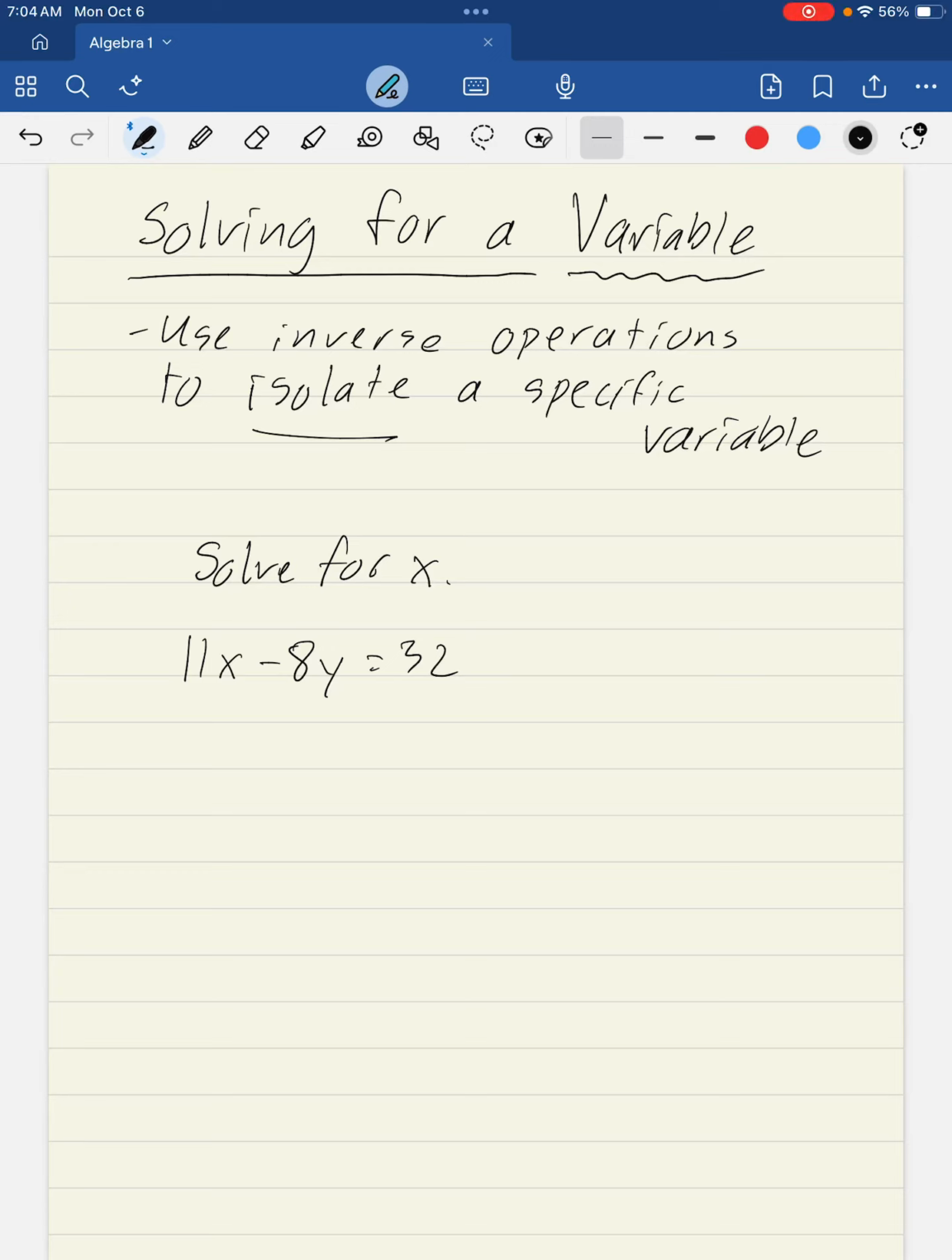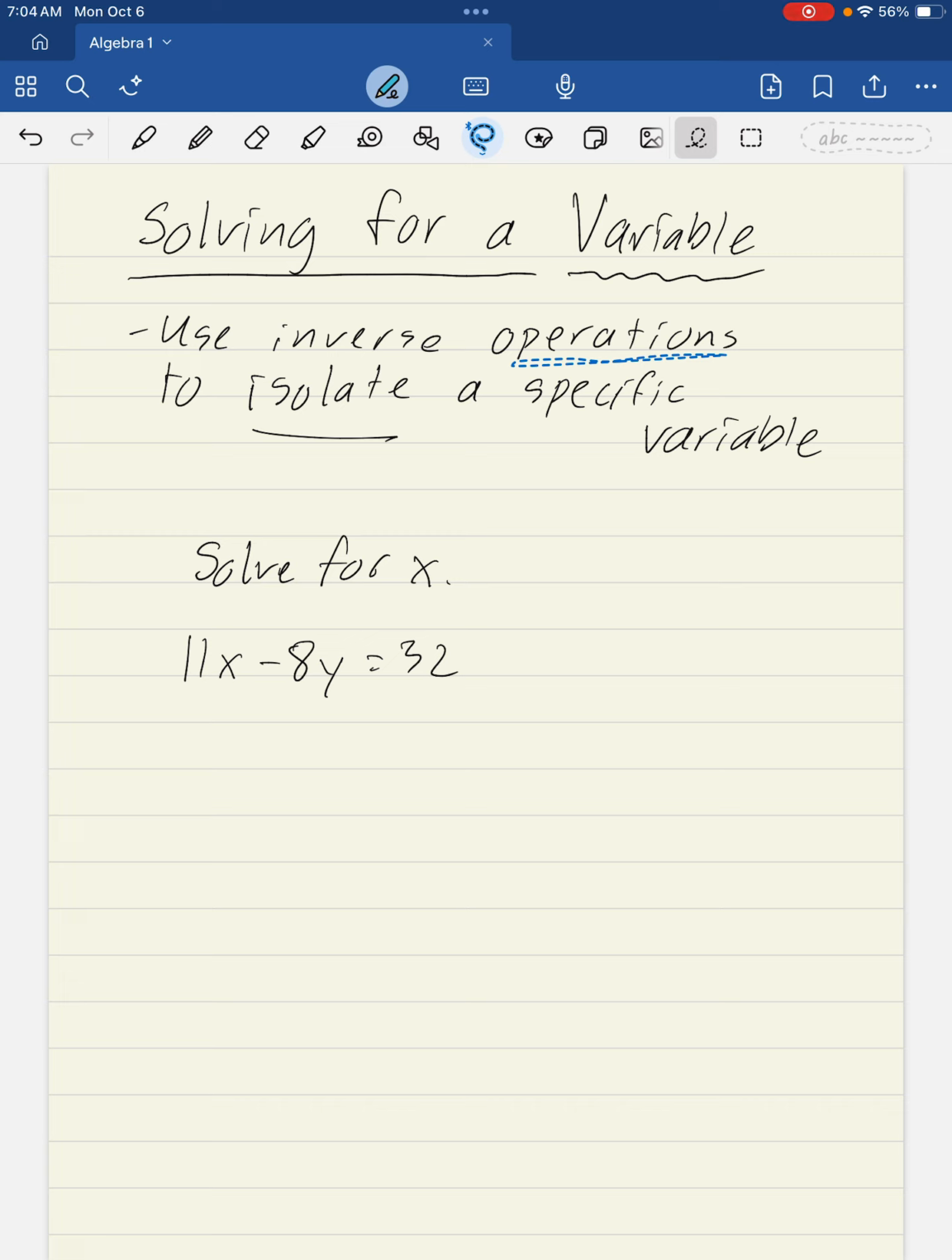Welcome back, and today we're in our last lesson of the first unit, solving for a variable. The main thing we have to do here is get a variable by itself. These problems are going to look different than a normal algebra problem, but we still use the same inverse operations as we did in the problems we've been doing.